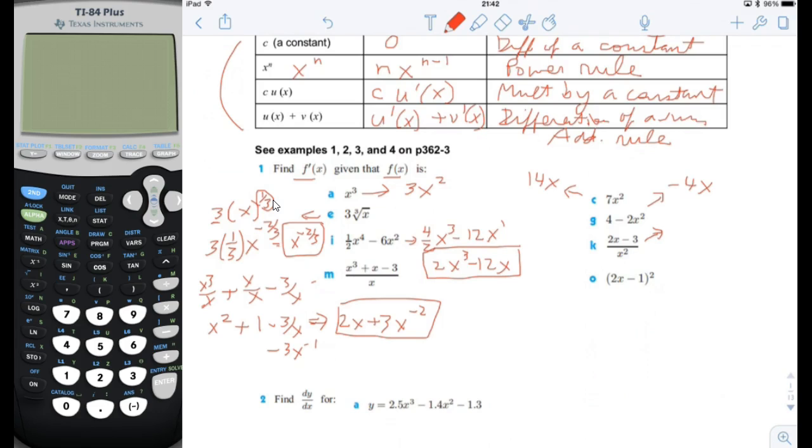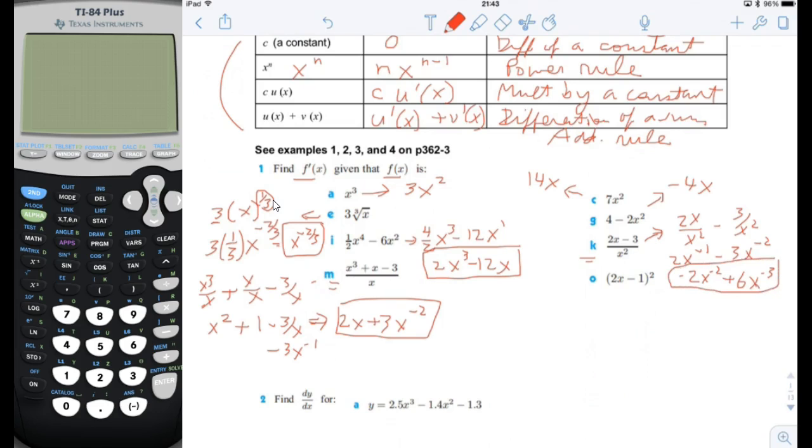This is similar to m, where you just need to divide each term by the denominator. So we have 2x over x squared minus 3 over x squared, and we're just going to take the derivative separately of those. So it would be 2x to the negative first minus 3x to the negative second. And if we take the derivative of these, it would be negative 2x to the negative second plus 6x to the negative third.